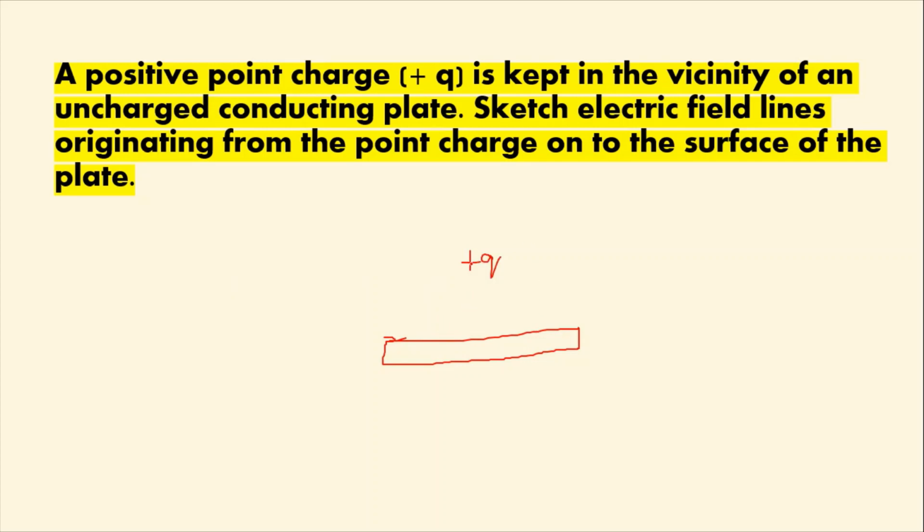So when this is plus charge, what charges will be induced in the plate? Very good. It should be negative charge. Right? So now how to sketch the field lines? Field lines will start from positive charge and they'll end in negative charge. So this way you have to draw the diagram.